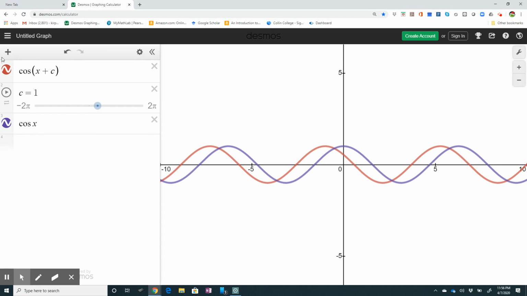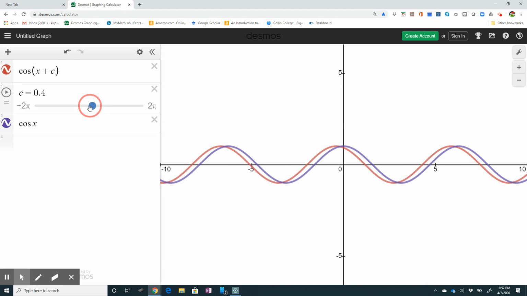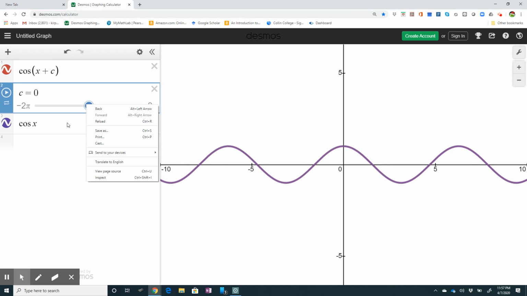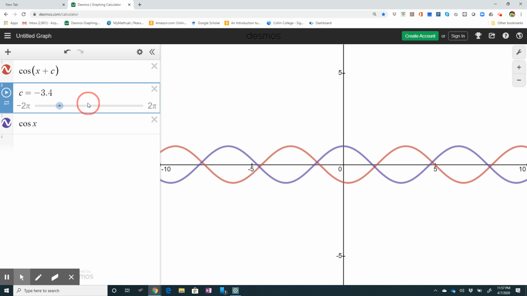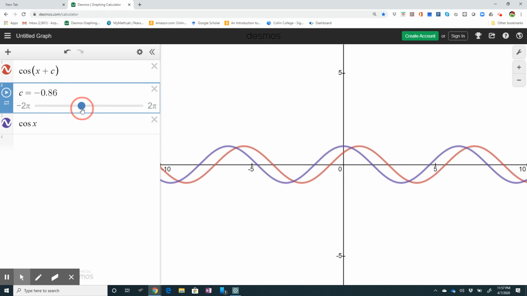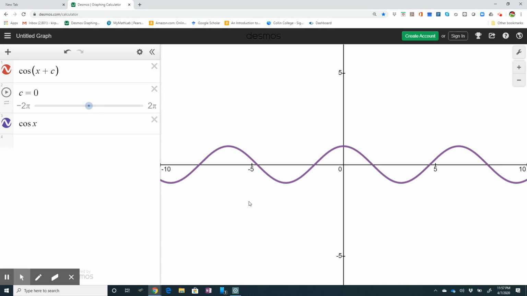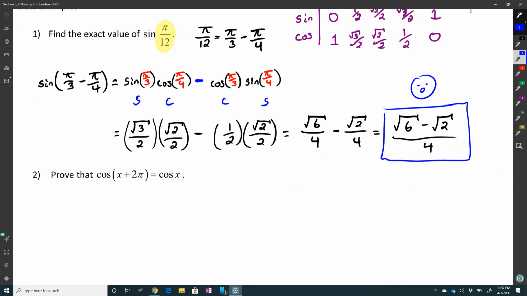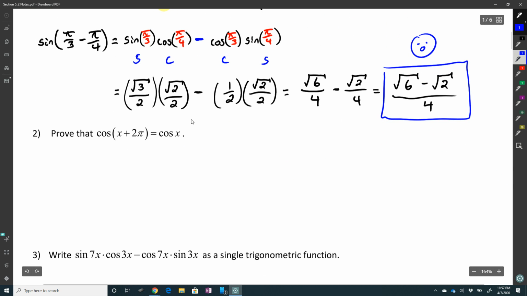Okay, so this is cosine. And let me start at 0. They're the same thing. So the period of cosine is 2 pi. That means if cosine moves over 2 pi, it's going to be the exact same thing. So if I add 2 pi, we get the same thing. If I subtract 2 pi, we get the same thing. So if you go by intervals of 2 pi, the answer doesn't change. It's still the exact same thing. And so we're going to use this theorem to prove that. Prove that cosine of x plus 2 pi equals cosine.